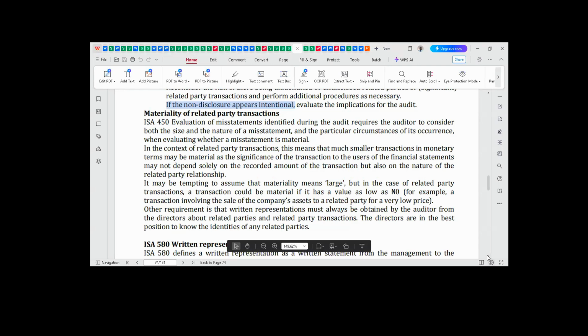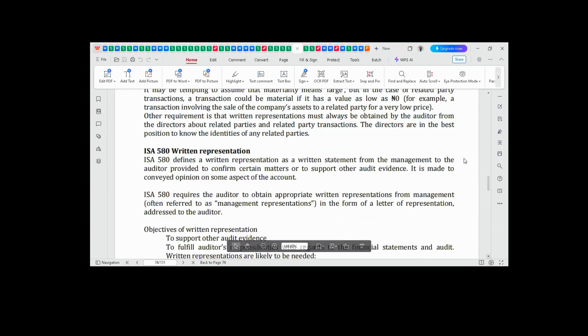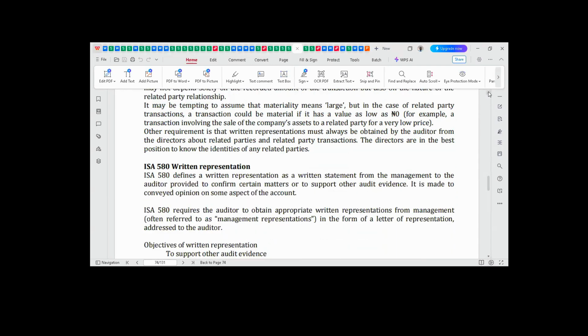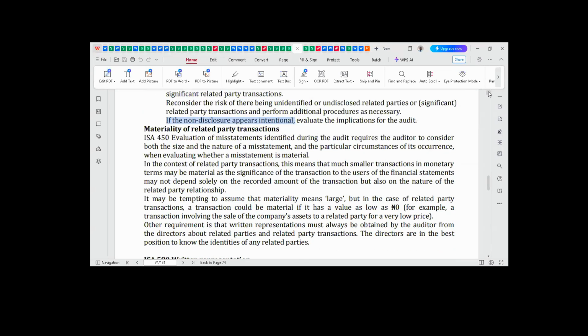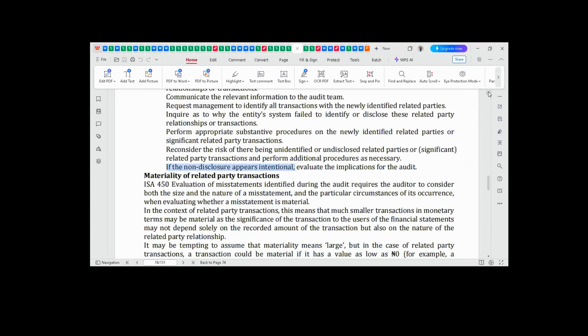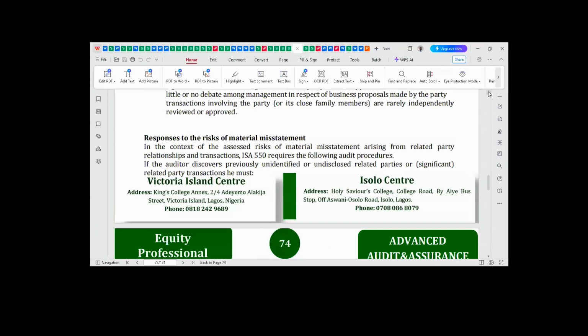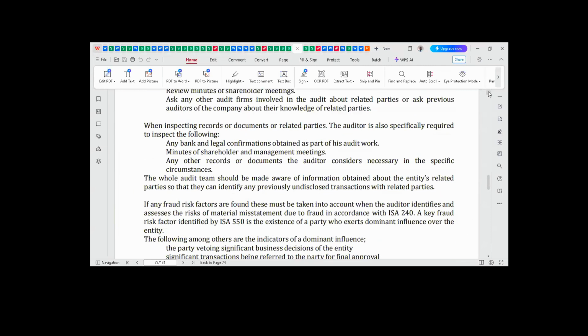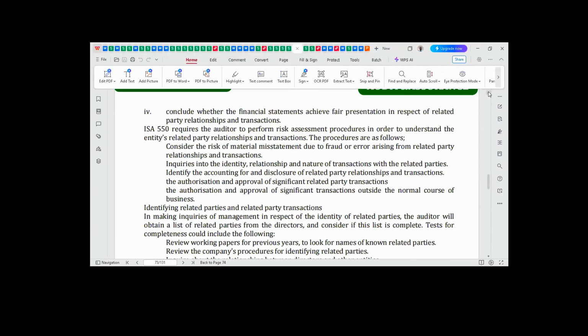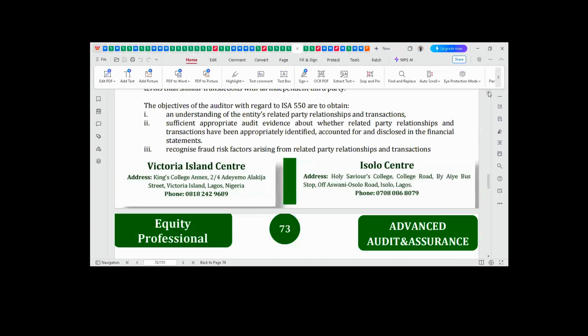Okay, any question? Sir, please. Yes. This paragraph that states if any fraud risk factors are found, this must be taken into account when auditors identify and assess the risk of material misstatement.